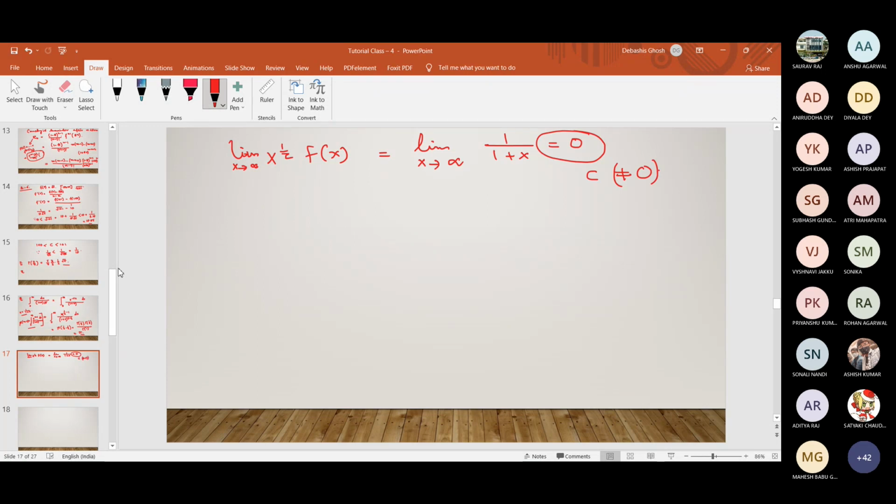But if you consider that limit as x tends to infinity, x to the power 3 by 2, 1 by 1 plus x to the power. Sir, in the upper expression, what is the value of mu that you have taken? Sir, question number 9.